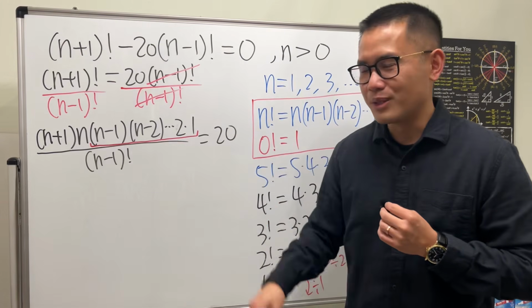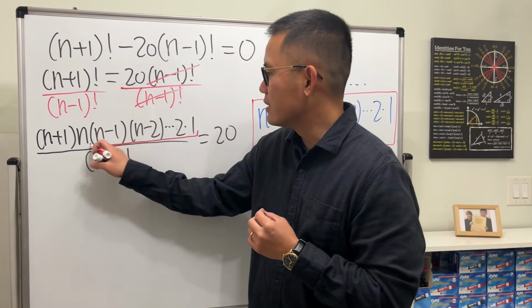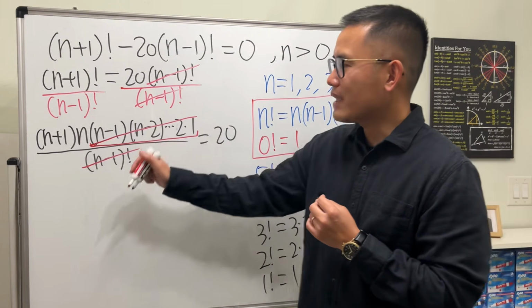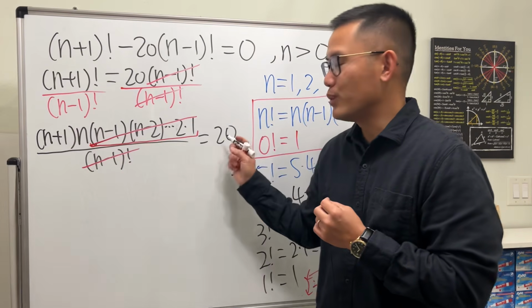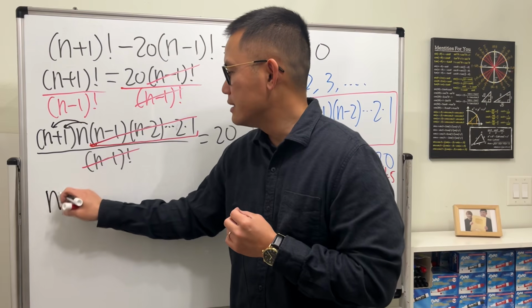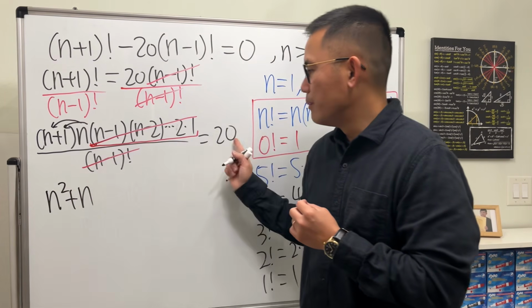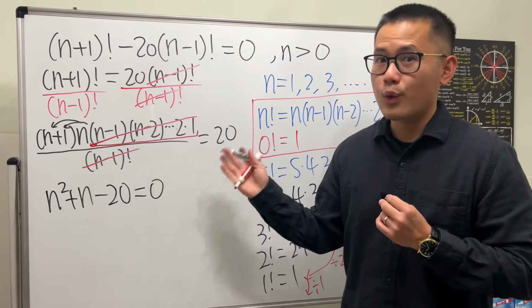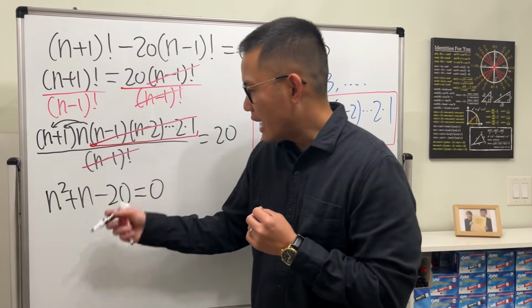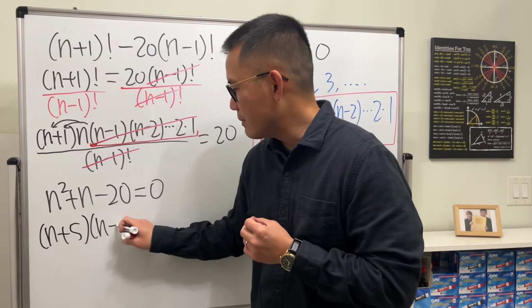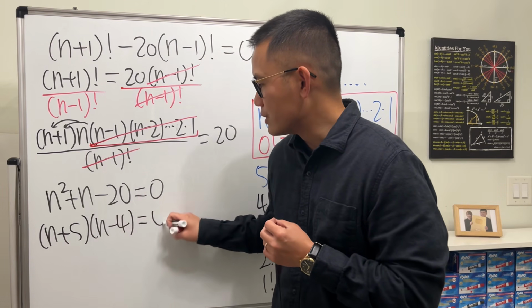So don't even bother to break it apart. Otherwise, you have a lot of things to cancel. I'm just going to cancel all this with that. So in fact, we will just end up with this times this, equal to 20. We can distribute, so that's n squared plus n. Move the 20 to the other side. So in fact, we have a quadratic equation. It's actually nicely factorable. (n+5)(n-4) is equal to 0.